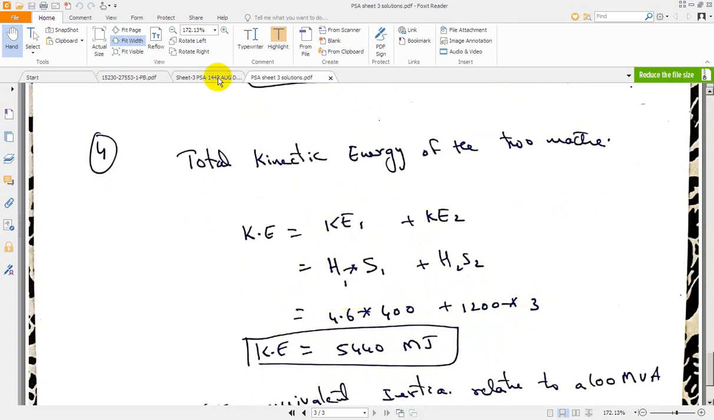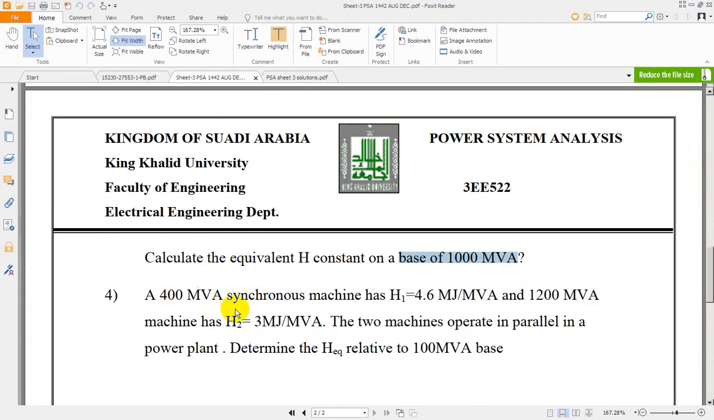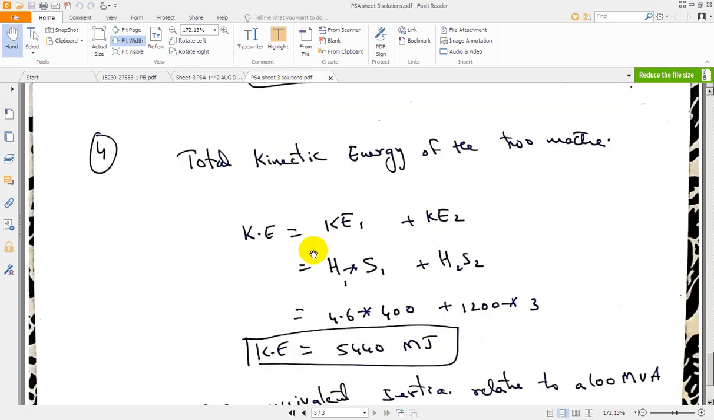Let us go to the problem first, before going to the solution. We are having a 400 MVA machine system, H1 is 4.6 megajoules per MVA. 1200 MVA machine has H2 is equal to 3. These two machines are operating in parallel in a power plant. It means coherent. We need to determine H equivalent at 100 MVA base. So total kinetic energy is equal to, by the first method. We are doing this by the first method.